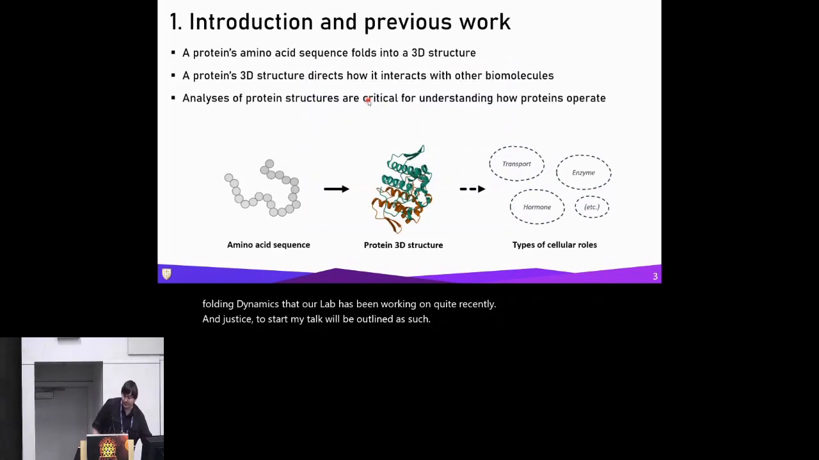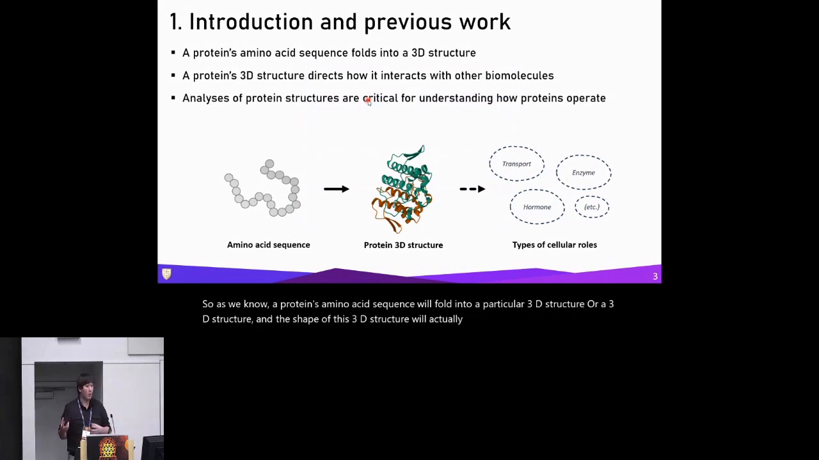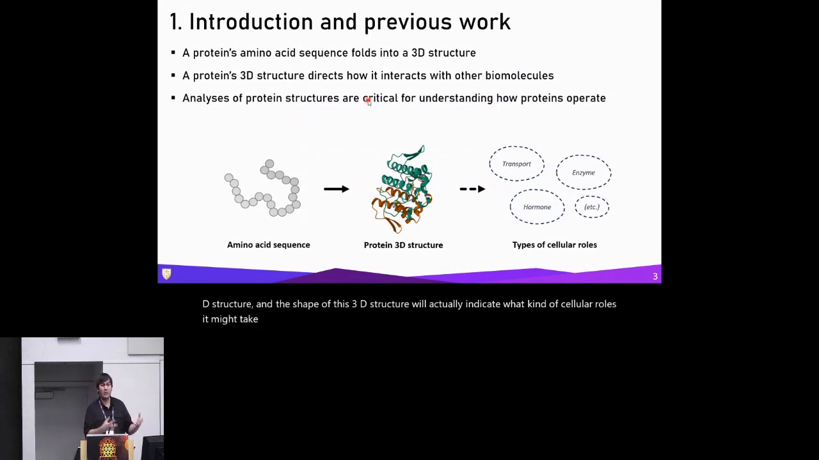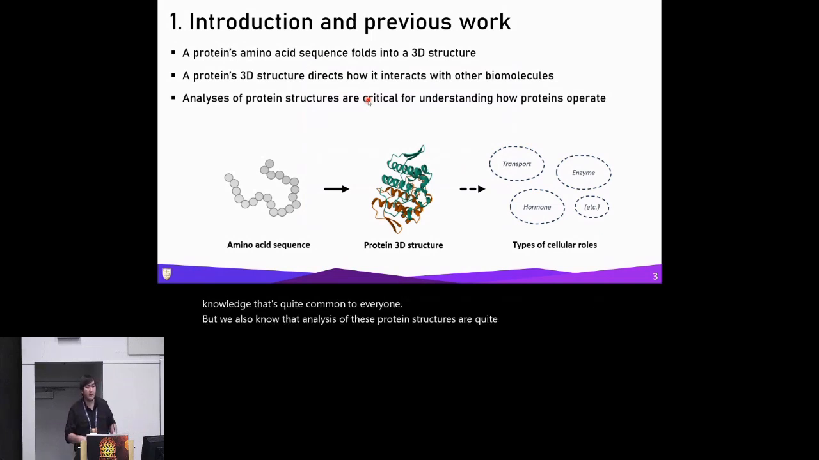So as we know, a protein's amino acid sequence will fold into a particular 3D structure. And the shape of this 3D structure will actually indicate what kind of cellular roles it might take on or what kind of interactions it might have with other biomolecules. This is knowledge that's quite common to everyone. But we also know that analyses of these protein structures are quite critical for our understanding of how these proteins might have a particular cellular role.